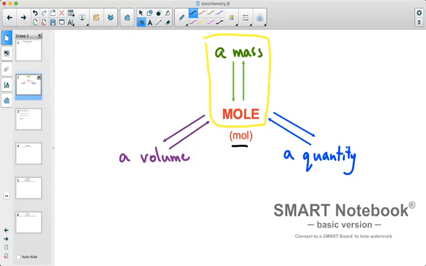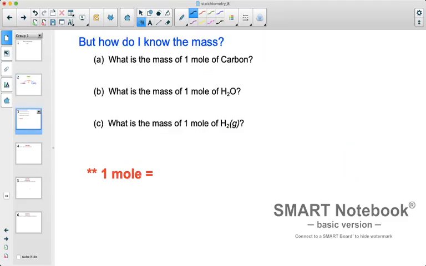Now, when we talk about a mole equaling a mass, the question that you have to ask yourself is, what is the mass and how do I know the mass? Because it really changes depending on the substance that we're looking at. When I look at the first question, which asks for the mass of 1 mole of carbon, 1 mole of carbon is actually equivalent to 12.01 grams.